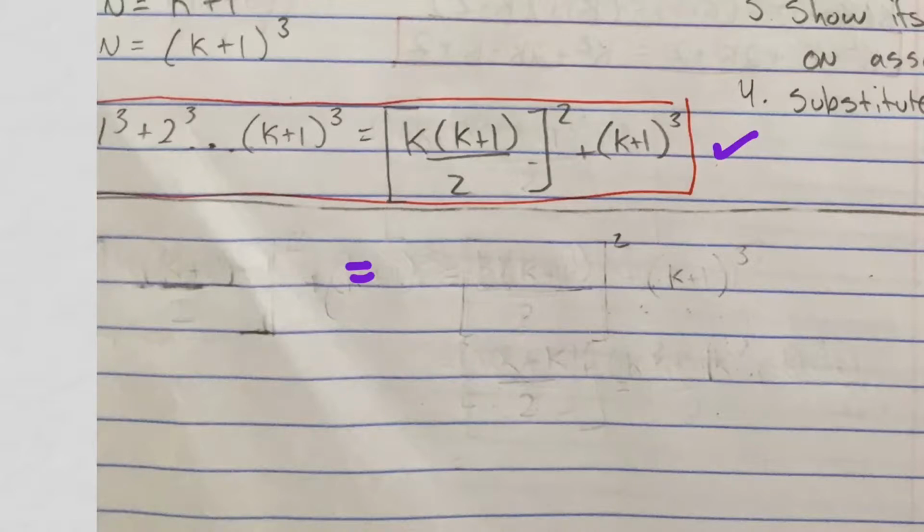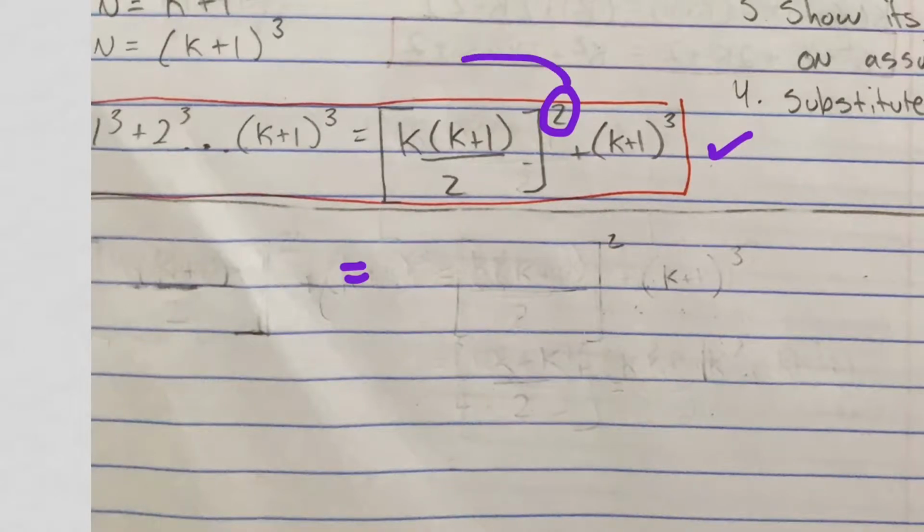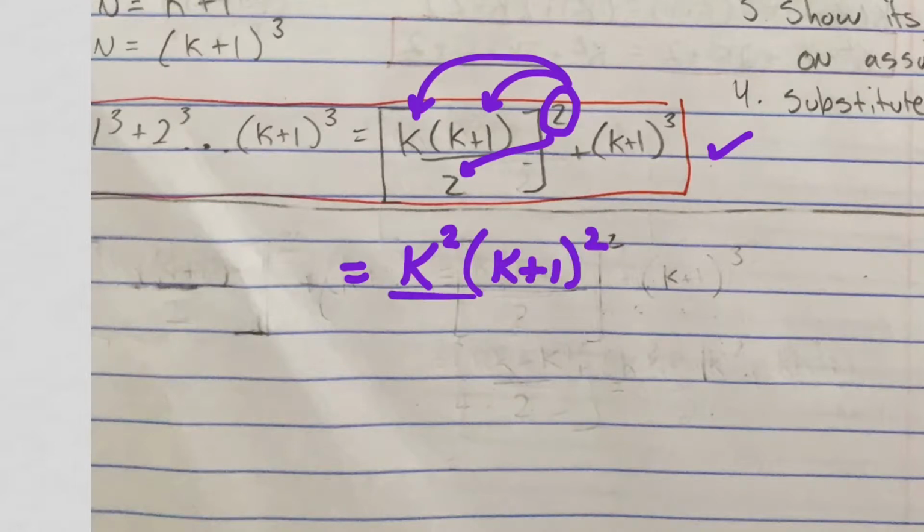All right, now, here's what I would do. First of all, you've got a square here, right? Your exponent. So I'm going to apply that to everything in the numerator and denominator. So this gives me k squared times (k plus 1) squared over 2 squared, which is 4. And then I'm just going to bring down that plus (k plus 1) to the third power.